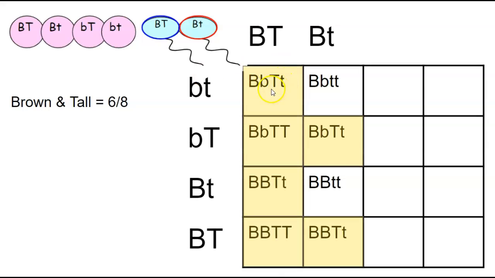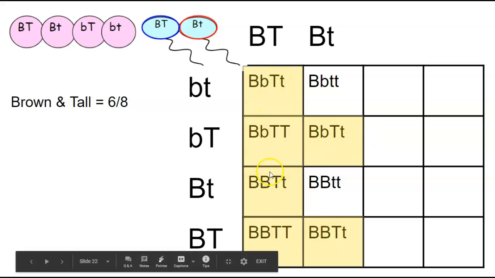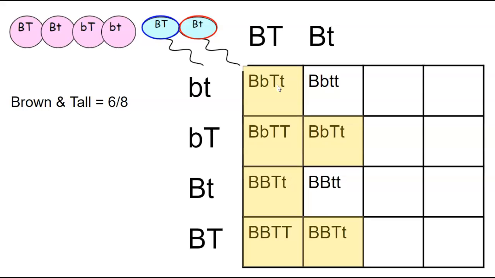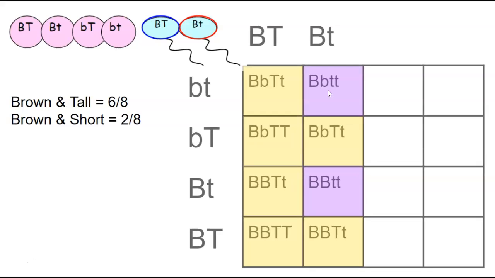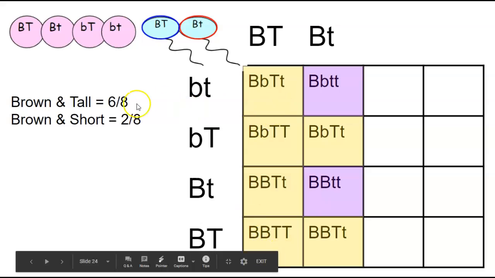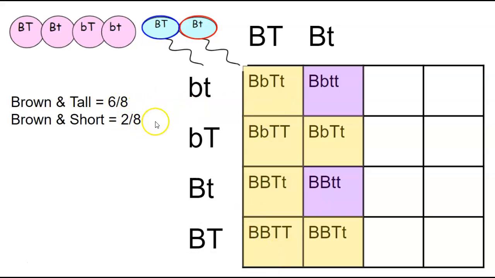You should have gotten 6, right? 1, 2, 3, 4, 5, 6. Okay, all these have at least one capital B and one capital T. Now, what are the other ones? Okay, so brown and short. How many are brown and short? Well, those would be the remaining 2. Okay, so we've got 2 that are brown and short. And that's all you do. We have 8 total, so it'd be 6 out of 8 or 2 out of 8. You can simplify these, but I don't care if you don't. So this would be 1 out of 4, and that'd be 3 out of 4.